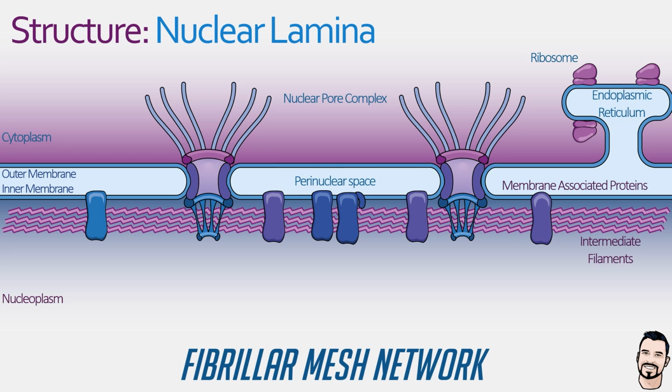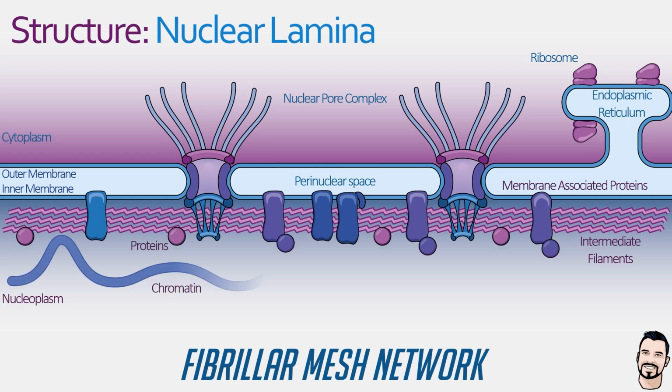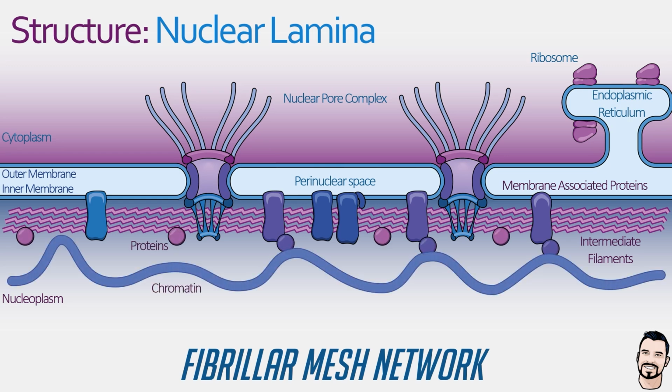The nuclear lamina also serves as a sort of anchoring platform, allowing various other elements to associate with that inner membrane, including specific structural proteins and regions of chromatin. And so these interactions help organize the contents of the nucleus and contribute to how DNA is spatially arranged.